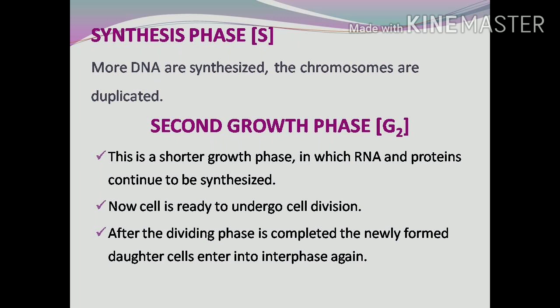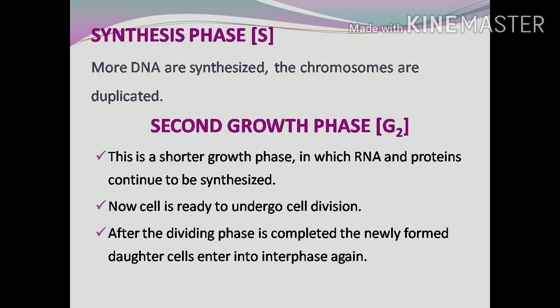Next, the second growth phase, called the G2 phase. This is a shorter growth phase in which RNA and protein necessary for cell division continue to be synthesized. Now, the cell is ready to undergo cell division and enter the dividing phase of the cell cycle. After the dividing phase gets completed, the newly formed daughter cells enter into interphase again, and in this way the cell cycle goes on and on.